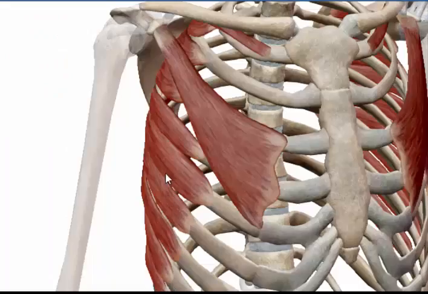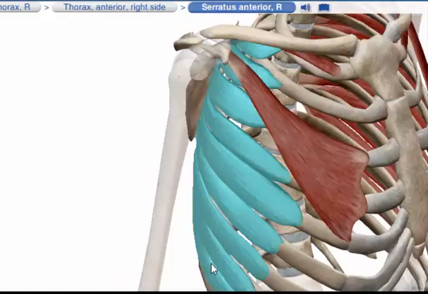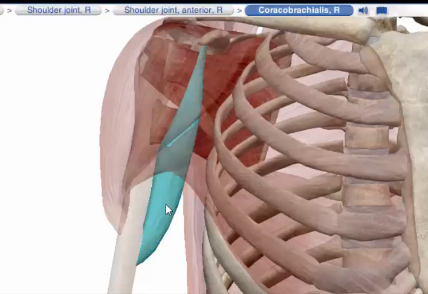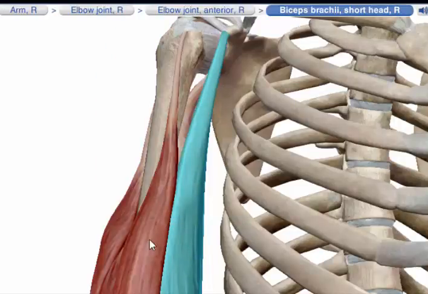The medial wall is formed by the upper 4 or 5 ribs and the intercostal spaces covered by the serratus anterior muscle. And finally, the lateral wall is formed by the coracobrachialis and biceps muscles in the bicipital groove of the humerus.